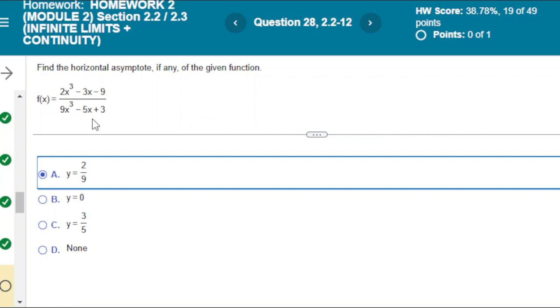Now, why am I glad it's not asking about vertical asymptotes? Well, because we would need to factor this. Okay, and it's a cubic polynomial. You need to factor it to be able to find where those vertical asymptotes are, if there are any.